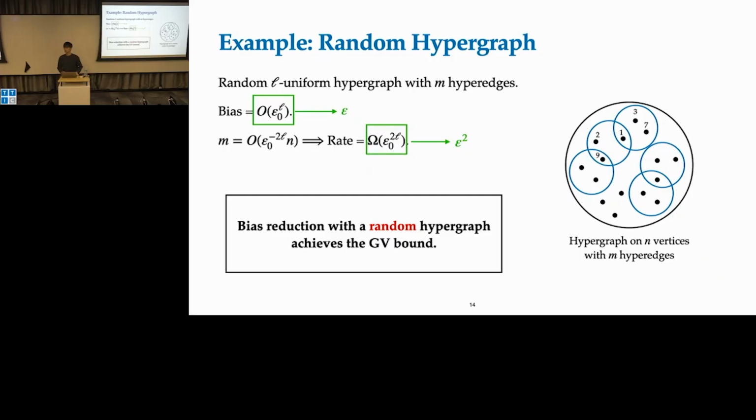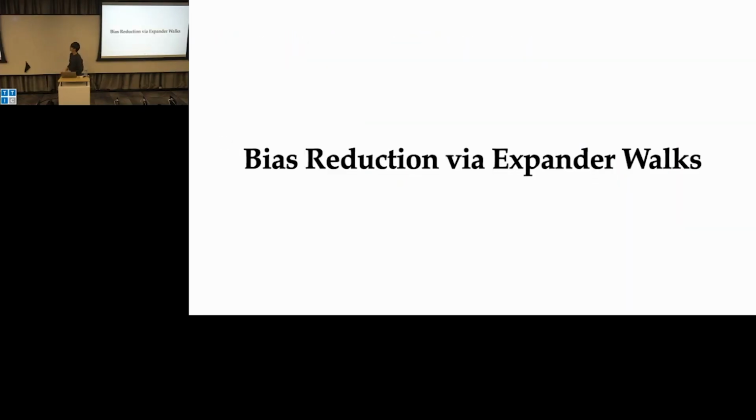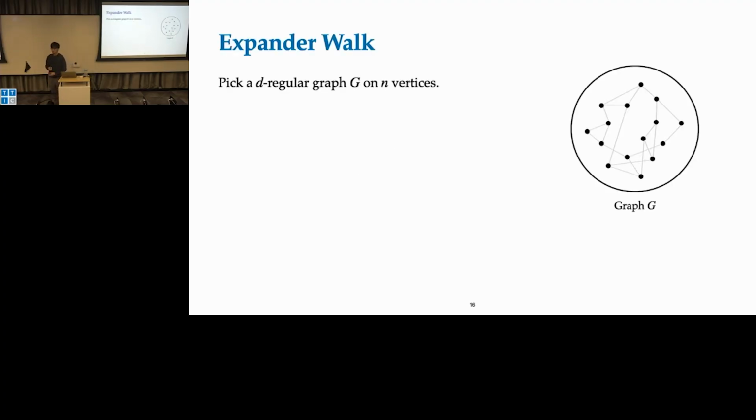Questions so far? So the next part of the talk will be, okay, we cannot choose a random hypergraph, so what should we do? And this leads us to expander walks. Here we first pick a d-regular graph G on m vertices. Our hyperedges are going to be all length L walks on this graph. So we pick a starting vertex I0, then you take L steps, I1, I2 to IL. And that's it. This is our hyperedges.